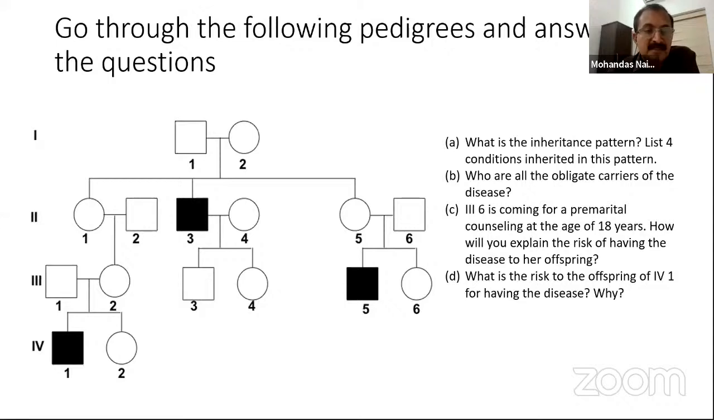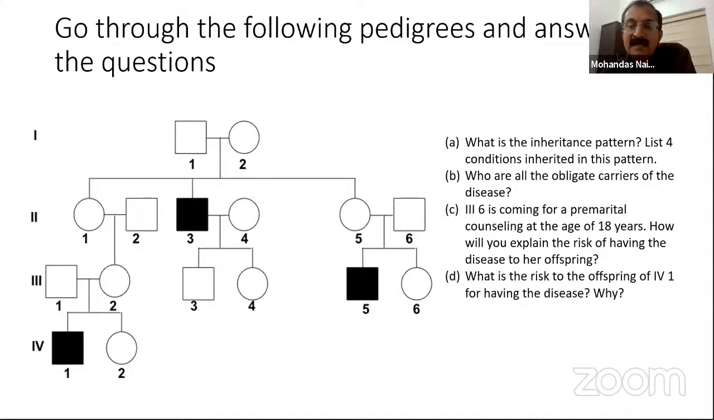Absence of male-to-male transmission is very, very important when you make the diagnosis of an X-linked inheritance, because a male individual does not receive the X chromosome from his father. So this is an X-linked recessive inheritance. So many conditions are there, so you can write any four of them.